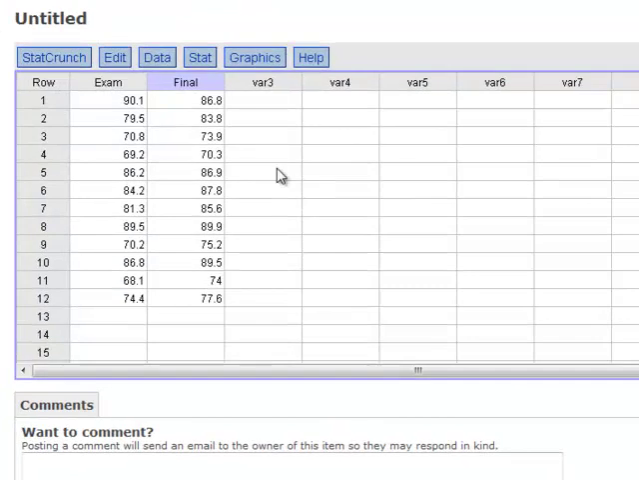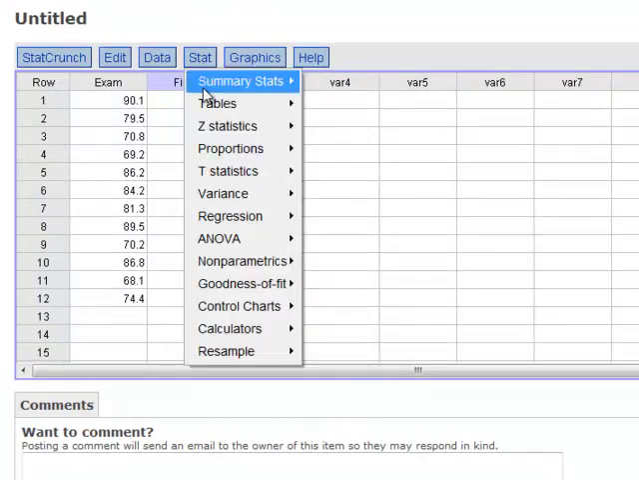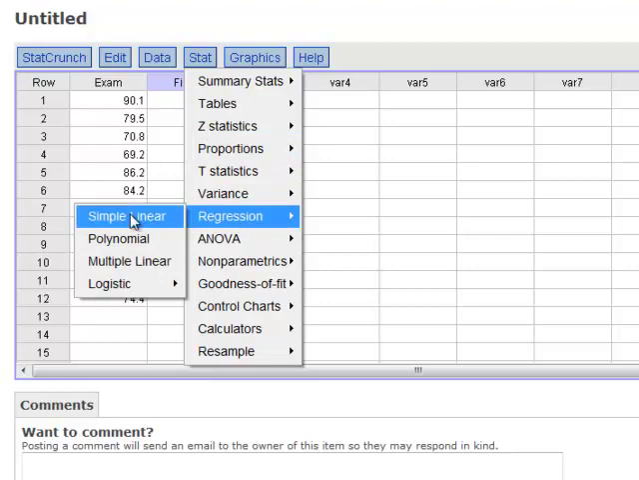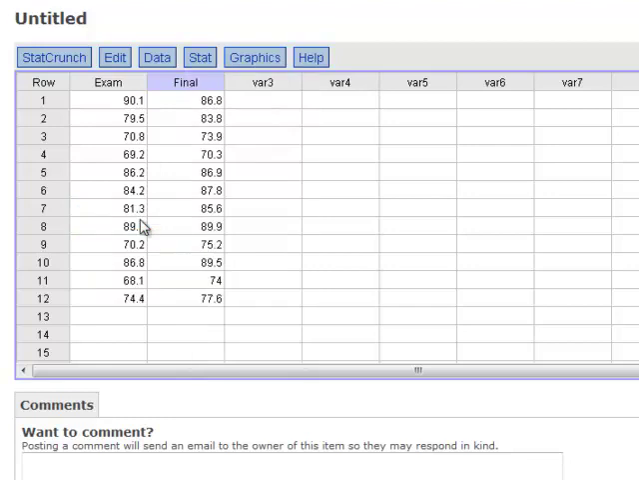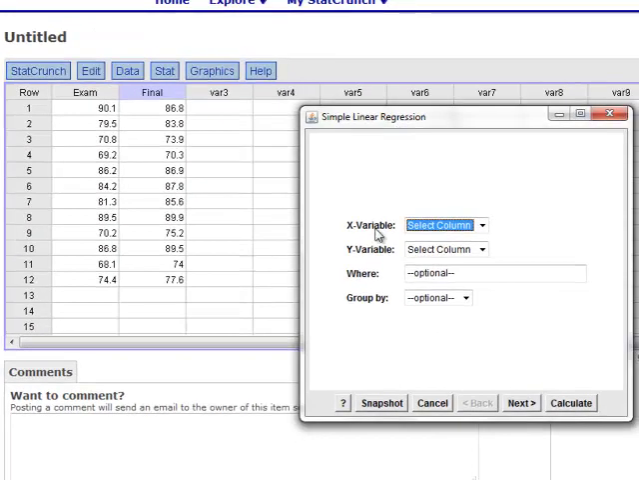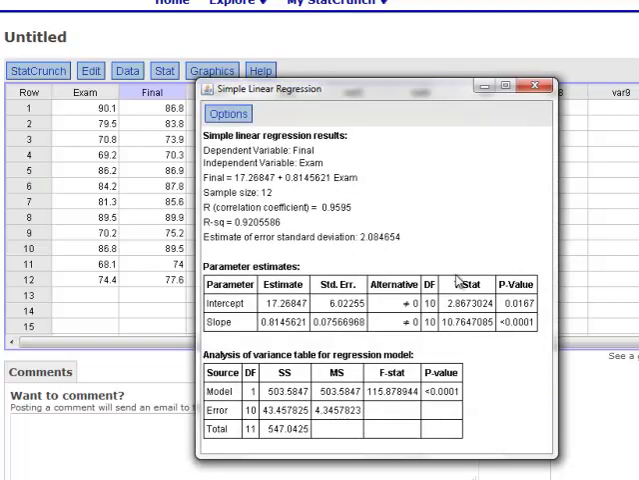Here we have our data, and we go to Stat, Regression, then Simple Linear to do our simple linear regression. You can see that there are other options available with regression, but we're going to stick with the simple linear regression, which is the most basic. It asks us for the x variable and for the y variable, so we indicate that the x variable is the exam scores, and that the y variable is the final scores. Then we click on Calculate, and we get a lot of results here. It gives us an equation.